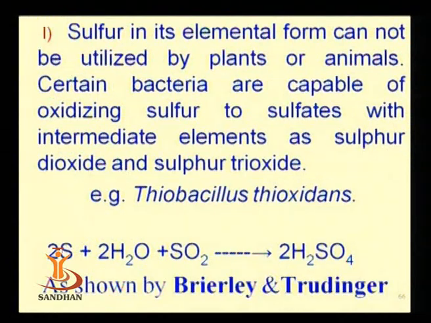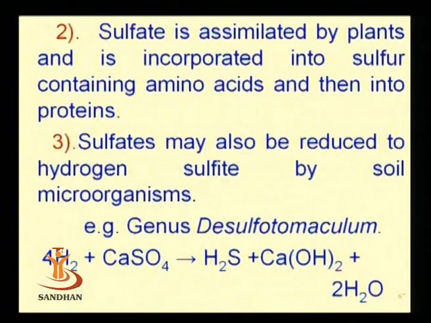This is the general reaction which shows conversion of elemental sulfur to H2SO4, as shown by Brayley and Trudenger. It is carried out by Thiobacillus thiooxidans. Sulfate is assimilated in plants in the form of sulfur containing amino acids and then into proteins. Moreover, sulfate may be reduced to hydrogen sulfide by soil microorganisms like Desulfotomaculum, as shown in the reactions.